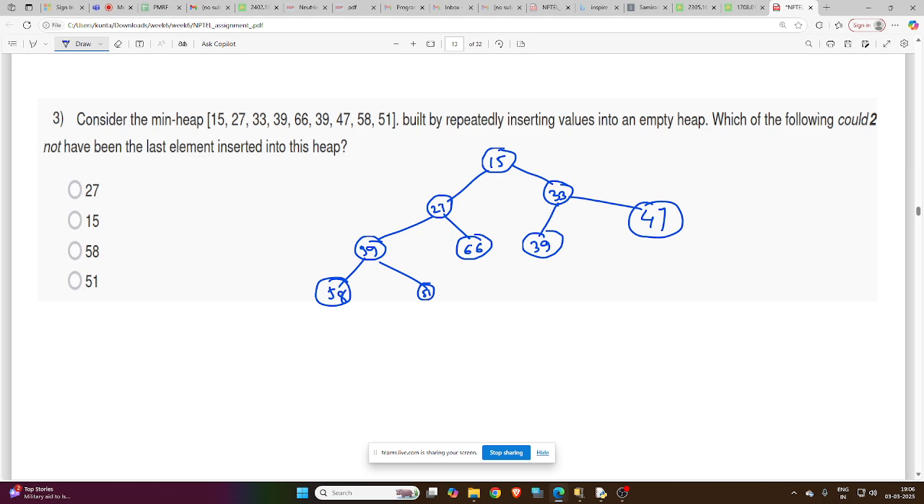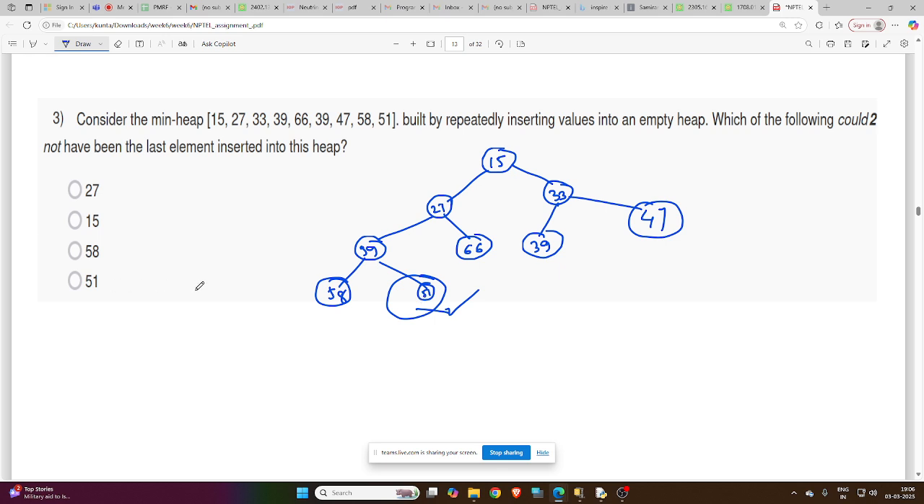Now what they are telling: consider the min heap built by repeatedly inserting values into an empty heap. Which of the following could not have been the last element inserted into this heap? So the last element into the heap is 51.